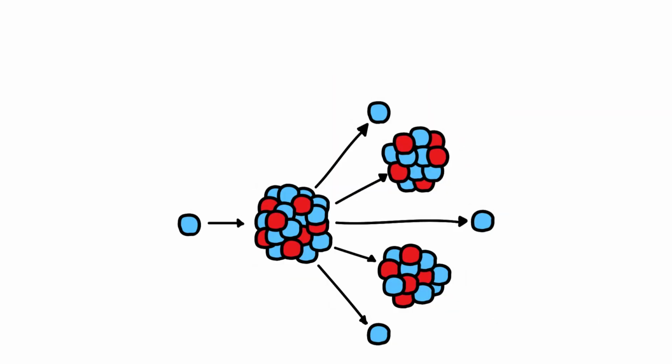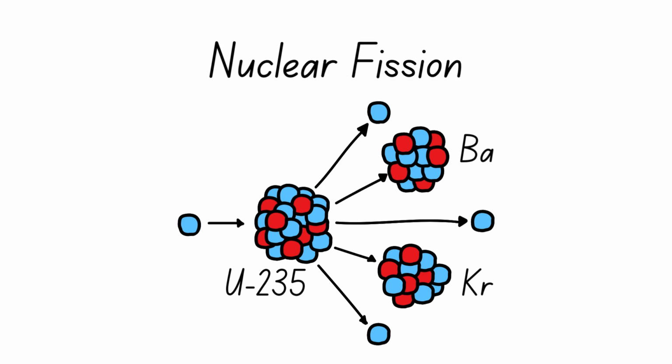Isotopes of heavy elements, such as uranium-235, can be broken down into lighter elements, for example, barium and krypton, in a process known as nuclear fission. Let us look at a particular example of this reaction.